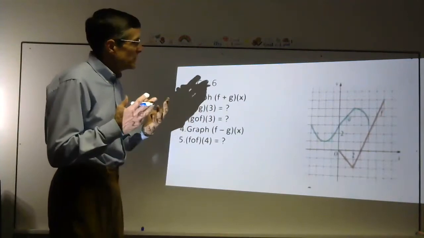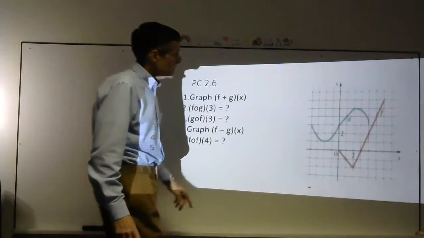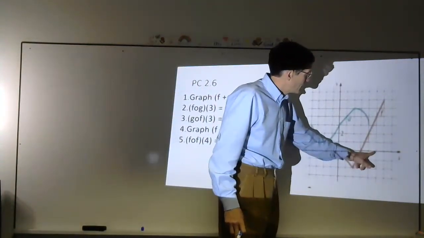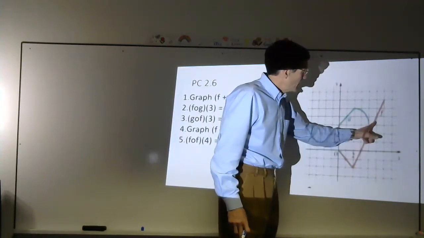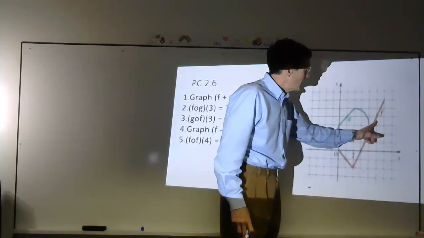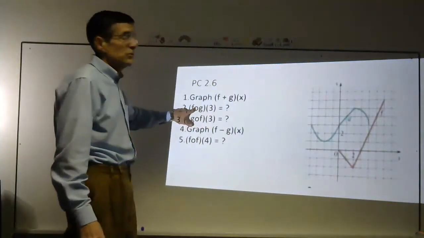Then you have to take that 4 3/4 and stick it into the f function. So 4, 1, 2, 3, 4, and here's about 4 3/4. 4 3/4 is going to go up to here, which is 1, 2, 3, maybe 3 3/4. So the answer to this one is 3 3/4.